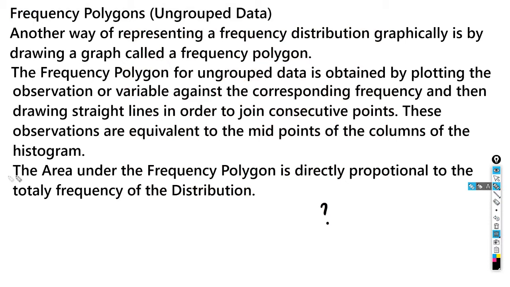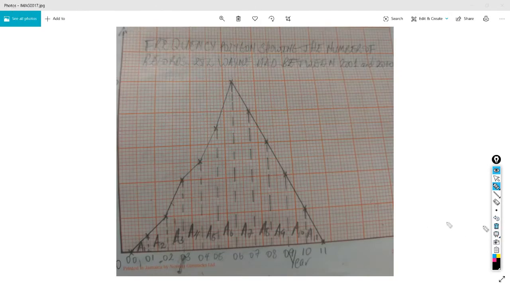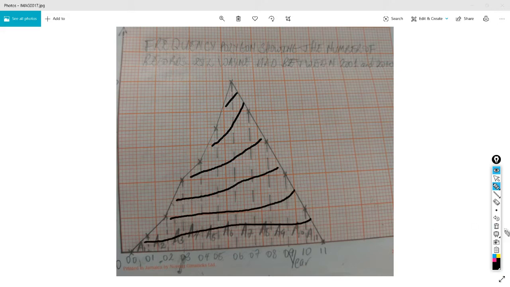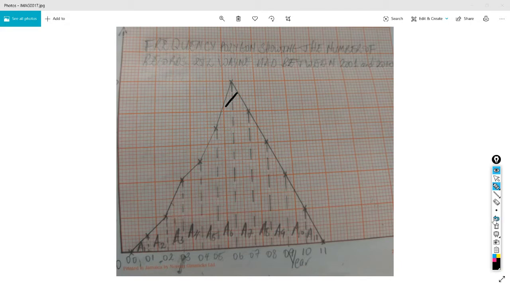All right, guys. So if we look back at the notes here, it says the area under the frequency polygon is directly proportional to the total frequency of the distribution. This should actually be the total frequency of the distribution. Now, what does that mean? It basically means that for this frequency polygon, we have to find the area of this shaded region, and the only way to find the area in here is to find each individual area.